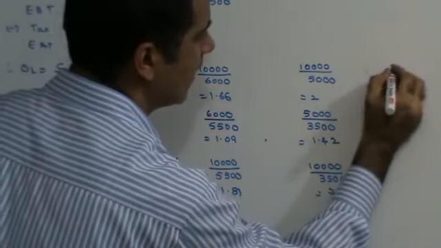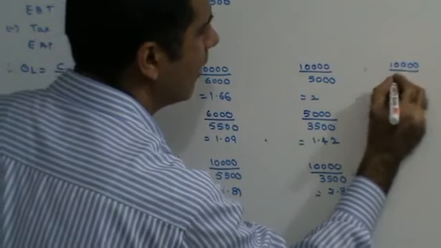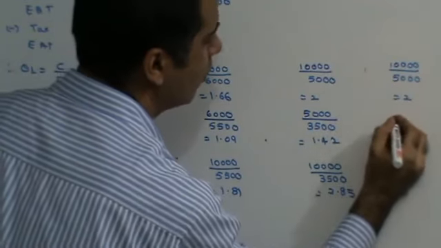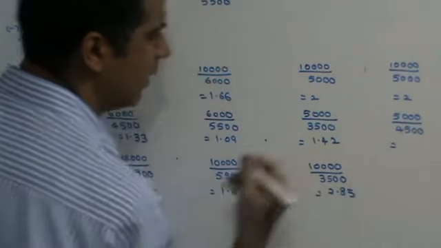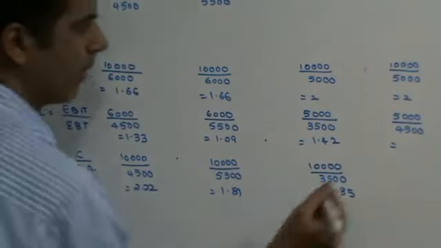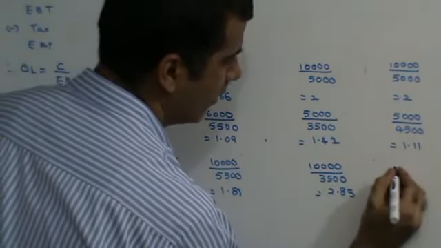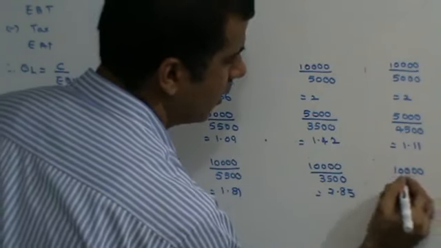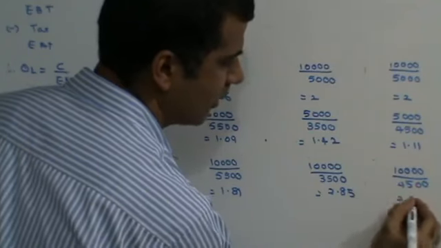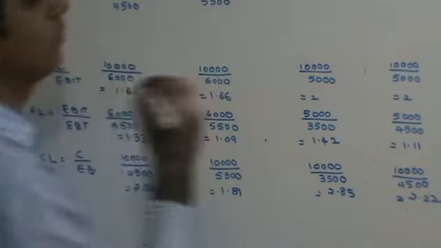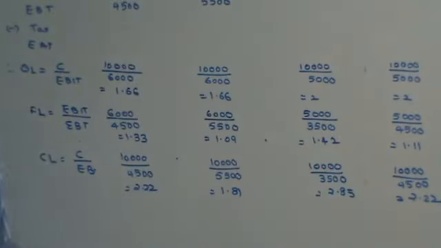Next, this is 10,000 divided by 5,000, which is going to be 2. This is 5,000 divided by 4,500, which is 1.1. And this is going to be 10,000 divided by 4,500, which is 2.22. Right? This finishes the sum. Let's move on to another sum, guys. In the meantime, just go through the sum and find another good sum, and we'll do that.